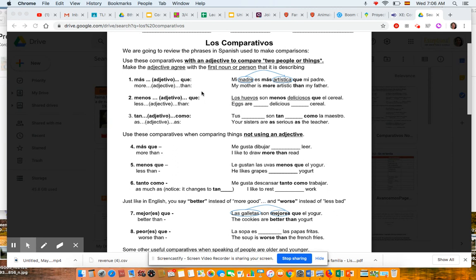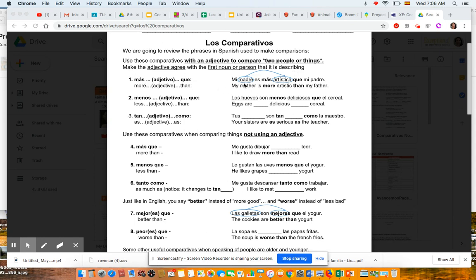Use the comparatives with an adjective to compare two people or things. Like in our case, in our lesson today, we're going to compare houses. Make the adjective agree with the first noun or person that it is describing. Okay, so this is important to remember.